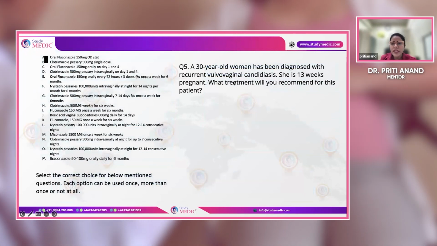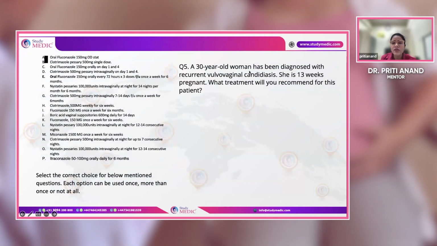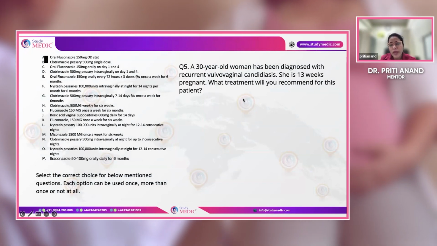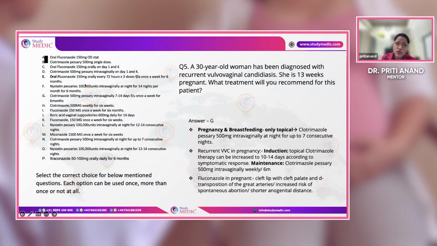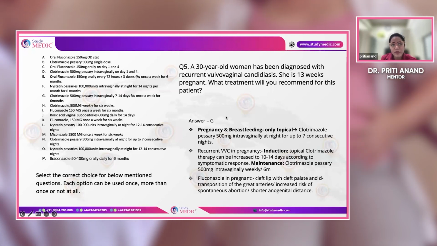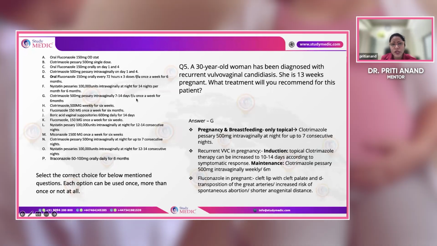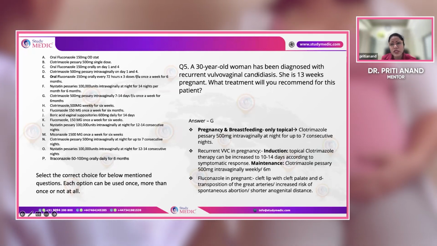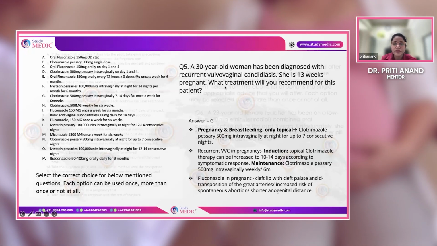Now she is a pregnant lady with 13 weeks of pregnancy and she is suffering from vulvovaginal candidiasis. What treatment will you recommend for this patient? For patients who are pregnant, you can't give oral fluconazole. So clotrimazole pessary is given to them. 500 milligram is the dose intravaginally for 7 to 14 days, followed by once a week for the next 6 months, because it is a recurrent case.